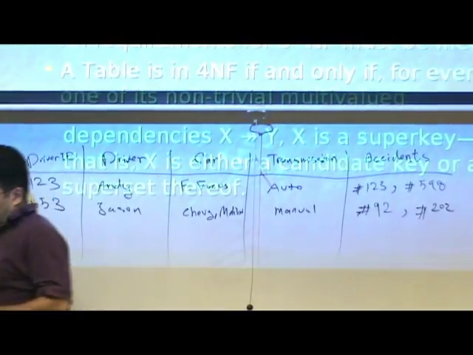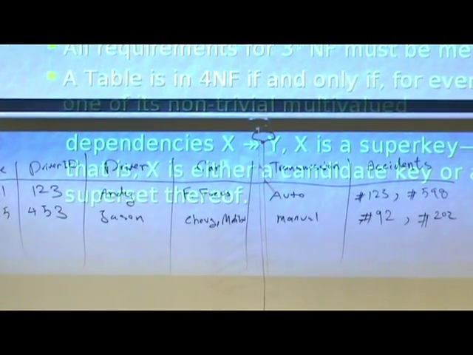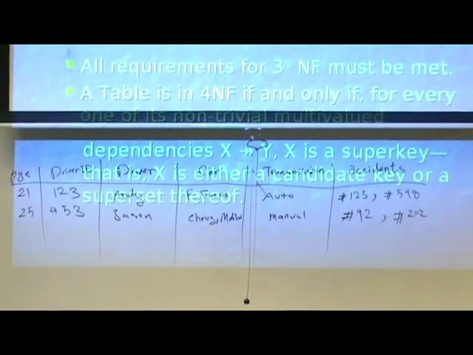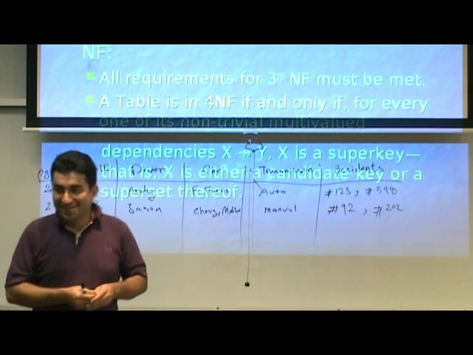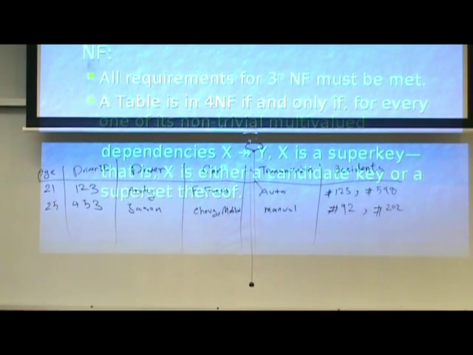Okay, so would you normalize this table in 5 minutes? It's not much. Second and third normal form. Start. Don't need to stop. Go ahead.